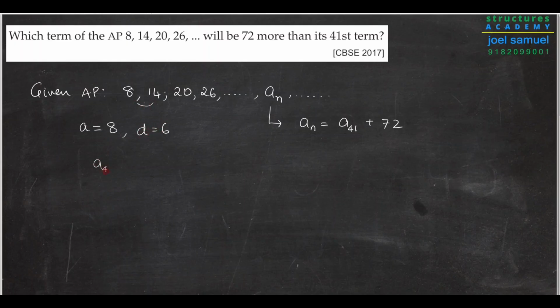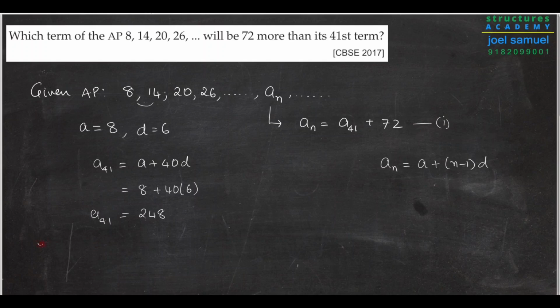So let's find the 41st term, which is a plus 40 times d. This is based on the nth term formula, which is a plus n minus 1 d. So a is 8 here, 40 times 6. So the 41st term will become 248. Now let's call this equation 1.